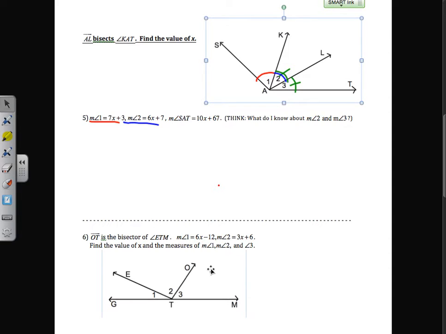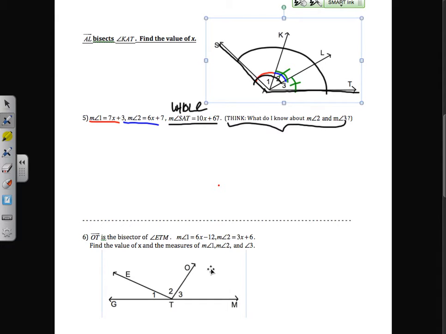Okay. And then the measure of angle SAT. Now notice, SAT, this is the whole, is 10x plus 67. So we're trying to set up some algebraic equation. Now this time we're given the whole, and we're given 2 parts. We're given 1, we're given angle 2. Now this hints, what do we know about the measure of angle 2 and 3? Well, I know they're congruent. So if measure of angle 2 is represented by 6x plus 7, you know what? The measure of angle 3 we can say is 6x plus 7.